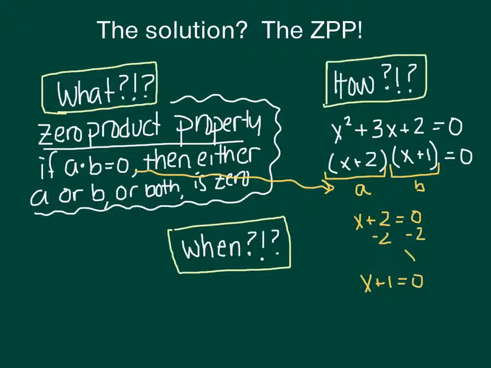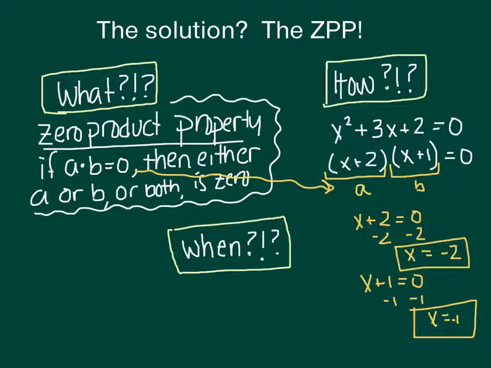So the first one's going to give us that x equals -2, and the second one's going to give us that x equals -1. Notice we have two solutions, just like we did in that first very simple quadratic equation. Most of the time, you're going to be looking for two distinct solutions.